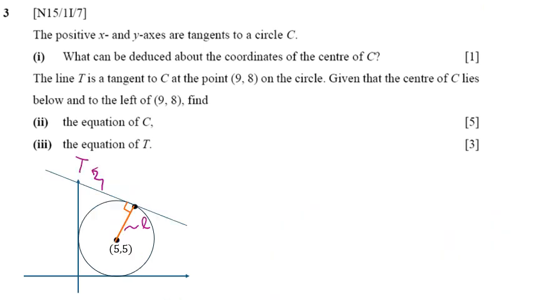Right, so now we know that the center of the circle is 5, 5, and then we know this point is 9, 8. Now we can have a more accurate representation of how the diagram will look.